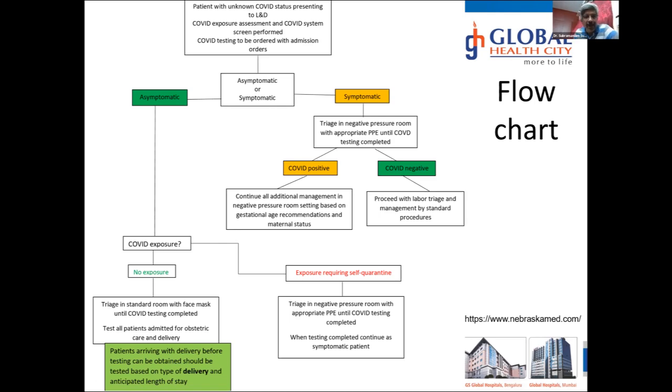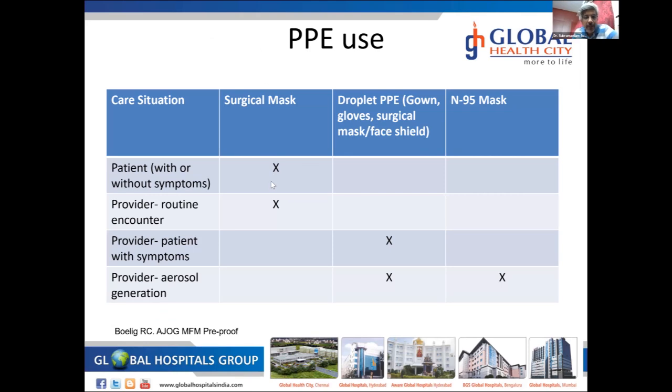So what should you do as far as PPE is concerned? If the patient comes in, especially with respiratory symptoms, please give them a surgical mask. What about the providers? All healthcare providers should be wearing a surgical mask in the labor and delivery suite. If the patient has respiratory symptoms, then the provider should be wearing full respiratory PPE, which includes a gown, gloves, a surgical mask, and a face shield. If there are aerosol generating procedures, then you need to add an N95 mask to that. So again, remember, aerosol generating procedures would be things which would make it airborne.